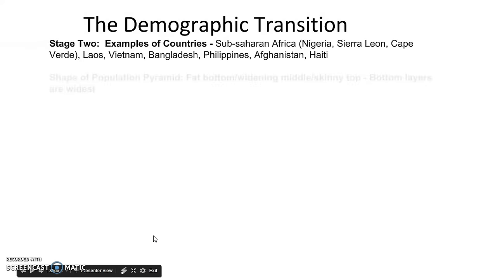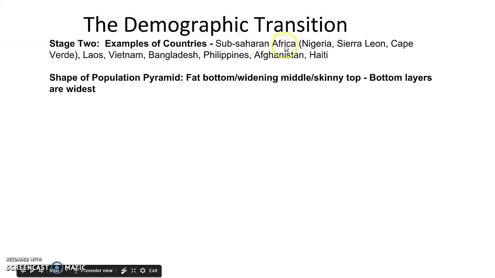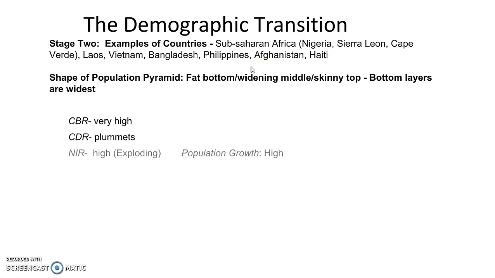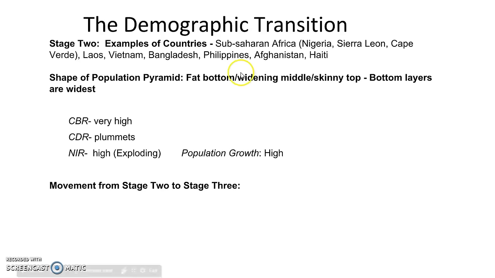Stage 2 countries, our examples are in Sub-Saharan Africa: Nigeria, Sierra Leone, Cape Verde. Southeast Asia, we have Laos and Vietnam. South Asia, we have Bangladesh, and then we have the countries of Philippines, Afghanistan, and Haiti are all stage 2 countries. When we look at stage 2 countries, we know that the crude birth rate is very high. Our crude death rate is plummeting, leading to a high, exploding natural increase rate.